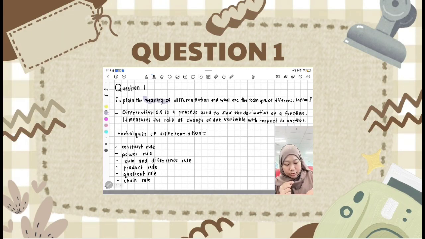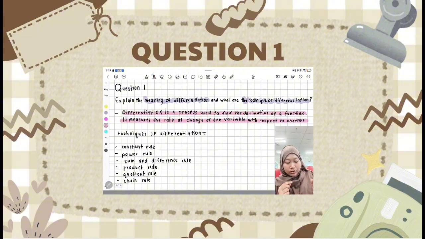Explain the meaning of differentiation and the techniques of differentiation. Differentiation is a process used to find the derivative of a function. It also measures the rate of change of one variable with respect to another.